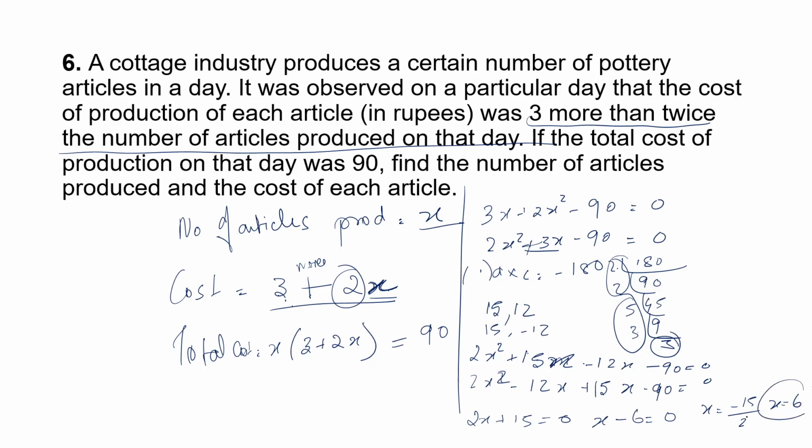See, obviously they cannot produce a negative quantity, so the x value is 6. The number of articles produced is 6, and we have to find the cost also. The cost is 3 plus 2 into 6, so 15 rupees for the article.